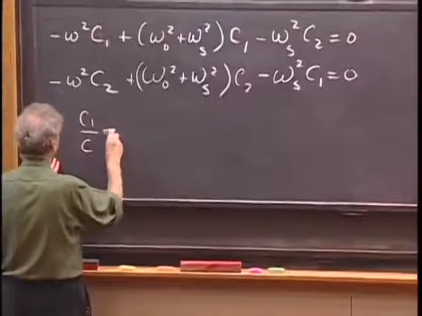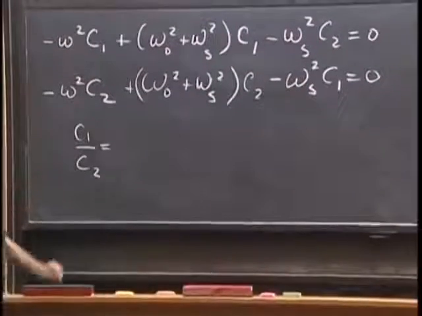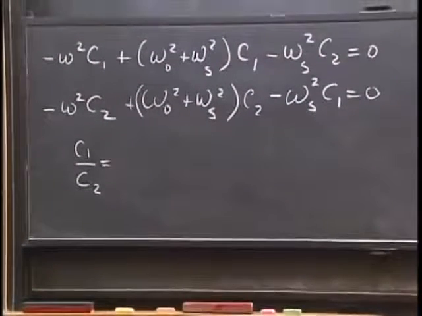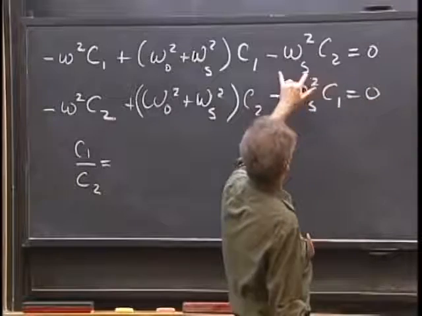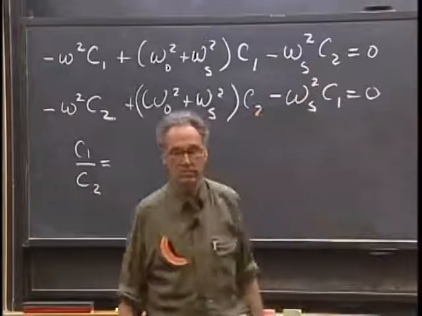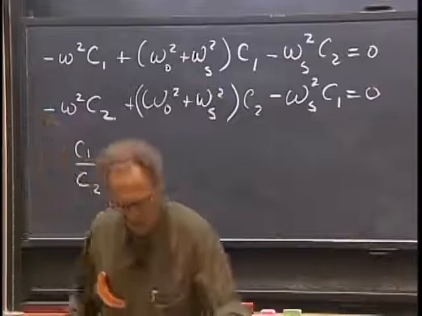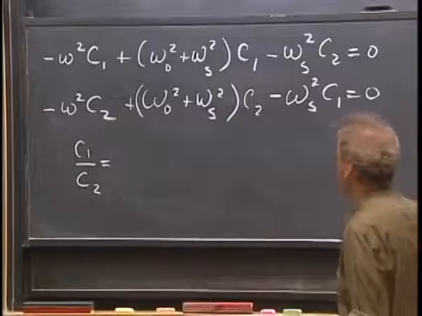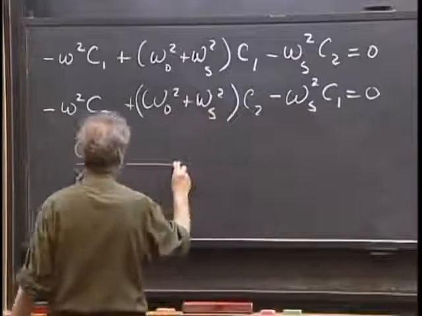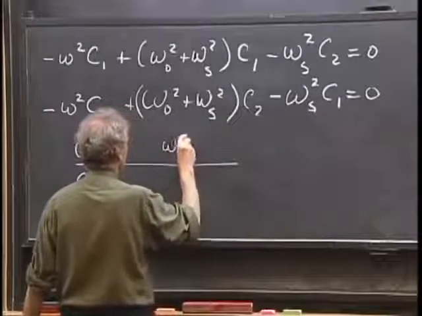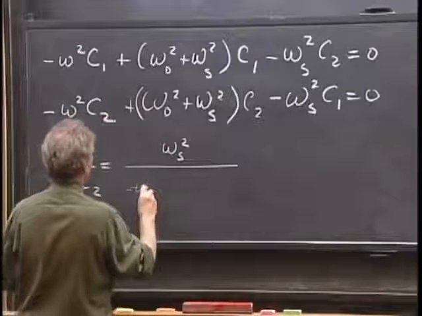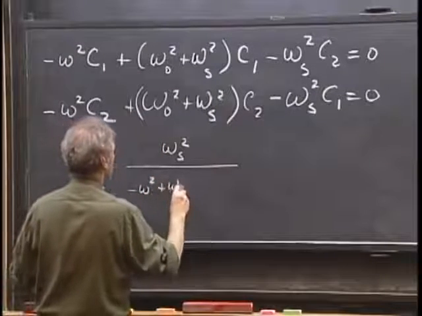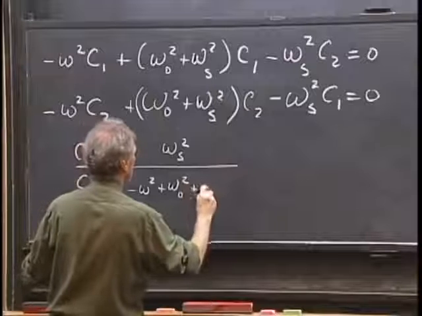c1 divided by c2. I go to the first equation. And this is not so hard what I'm doing. I put in my mind this on the right side. So I get a plus omega s squared times c2. And then I divide c1 by c2. And so what I get then is the following. I get omega s squared upstairs, which is this one. And all this comes downstairs. Minus omega squared plus omega 0 squared plus omega s squared.